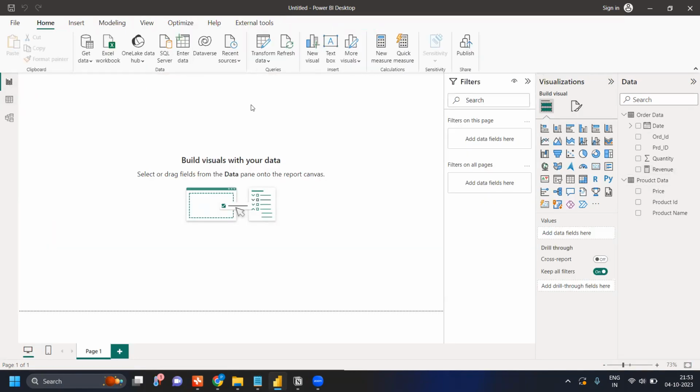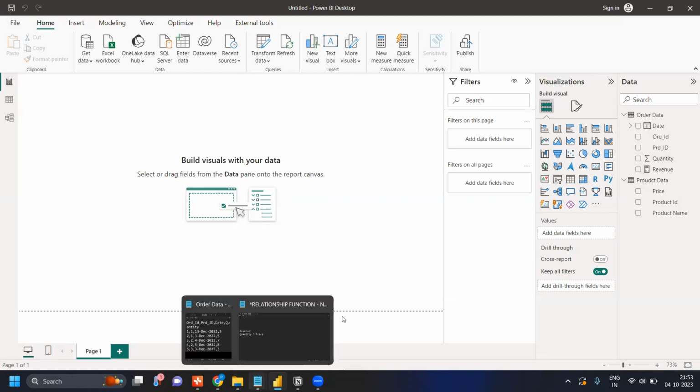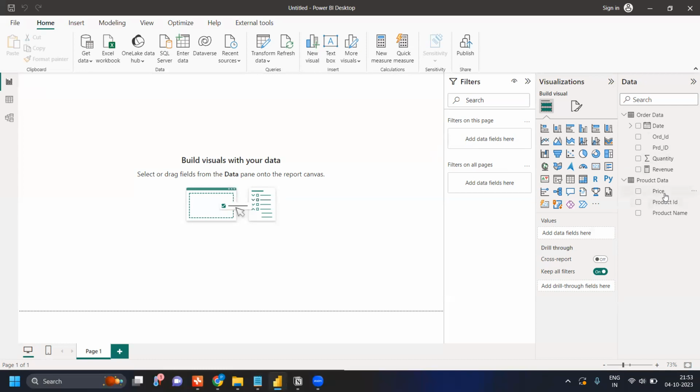So how to do that then? What is the solution for that? For that, either we need to extract the column from the fact table to the dimension table, I mean the product table, or we need to extract the price from the product table to the order table. So what do we have to do? Let me try to extract the quantity from the order table into the product table.